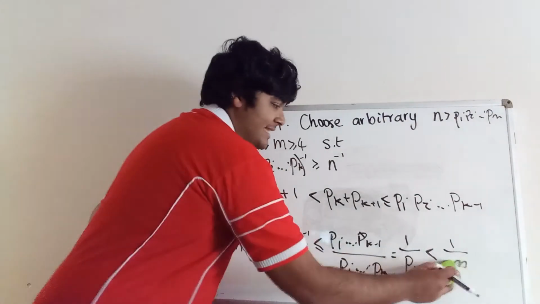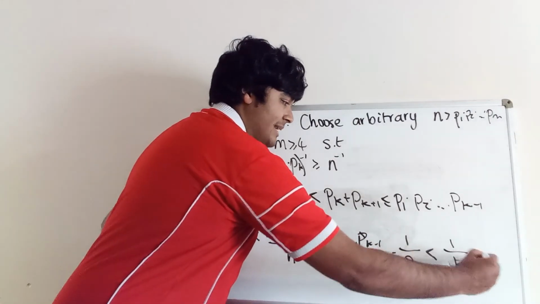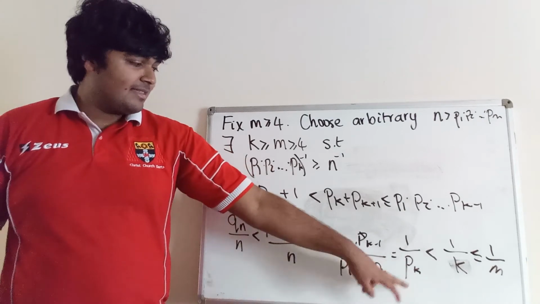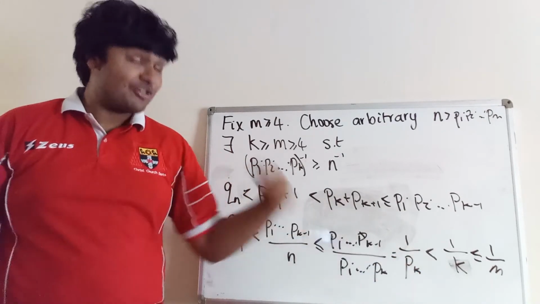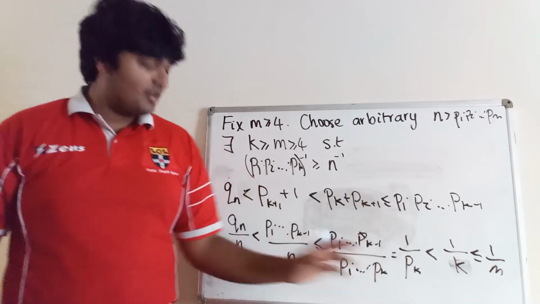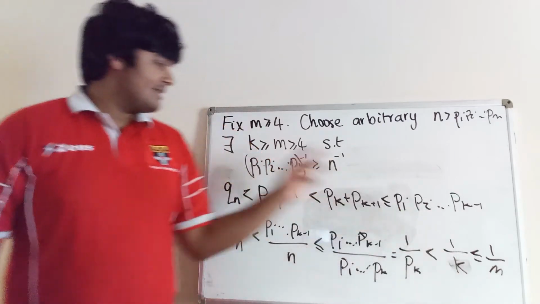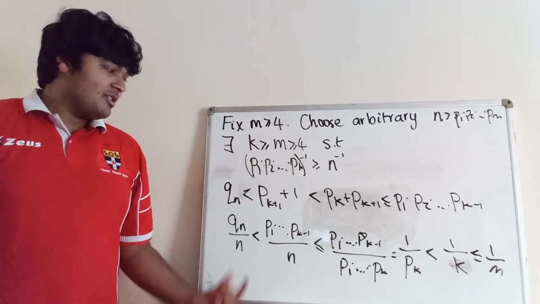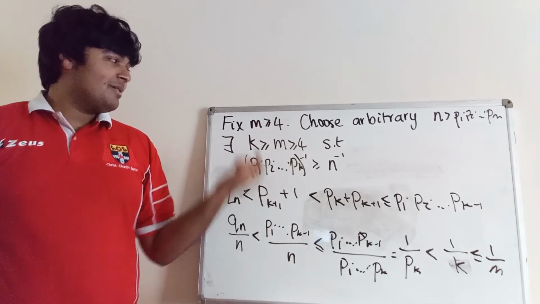One way we can see that is because this thing is going to be less than 1 over k, and that's going to be less than or equal to 1 over m. This inequality is because the kth prime is certainly going to be strictly bigger than k. So 1 over the kth prime is strictly less than 1 over k, and because k is at least m, 1 over k is at most 1 over m. So we get Qn over n is less than or equal to 1 over m.